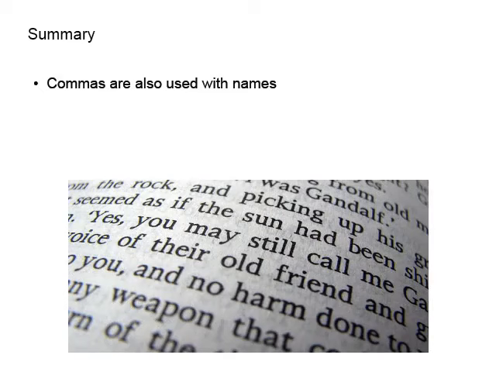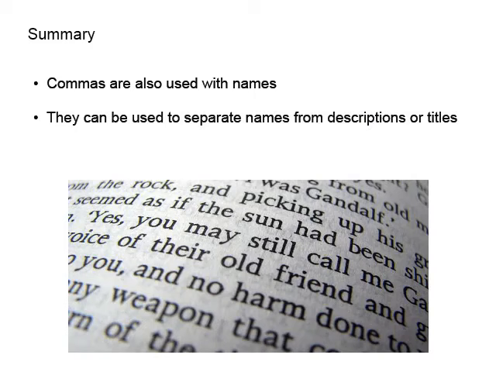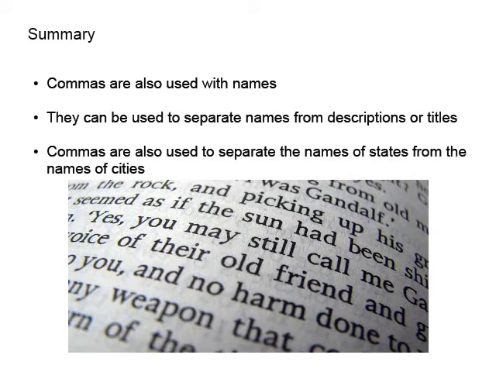Commas are also used with names sometimes. Commas can be used to separate names from descriptions or titles. They are also used to separate the names of states from the names of cities.